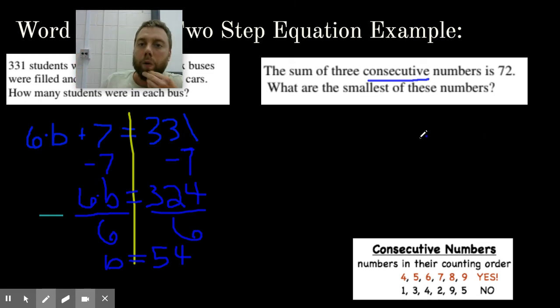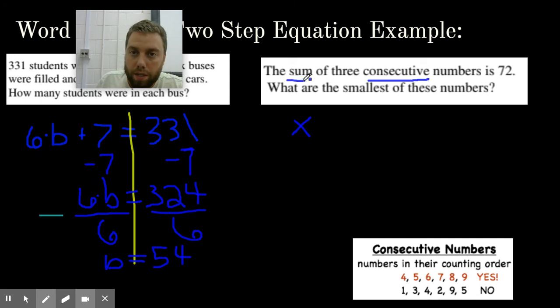Okay. Now, the sum of 3 consecutive numbers. This is a very challenging problem, so be patient. The sum of 3 consecutive numbers is 72. What is the smallest of these numbers? Now, I'm going to use an x to represent the smallest of the numbers. What we're looking for is a variable.